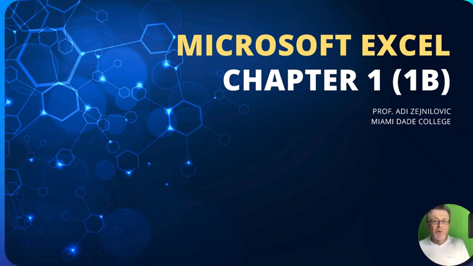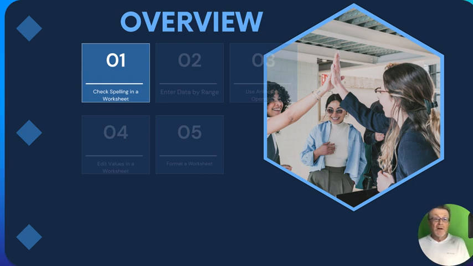In this lecture we're going to discuss Microsoft Excel Chapter 1, in particular Chapter 1b. So what is in Chapter 1b? You're going to learn how to engage the spell checker. This is more of a review because you already have learned how to use the spell checker in Microsoft Word. Spell checker in Microsoft Office applications pretty much works the same across all Office applications.